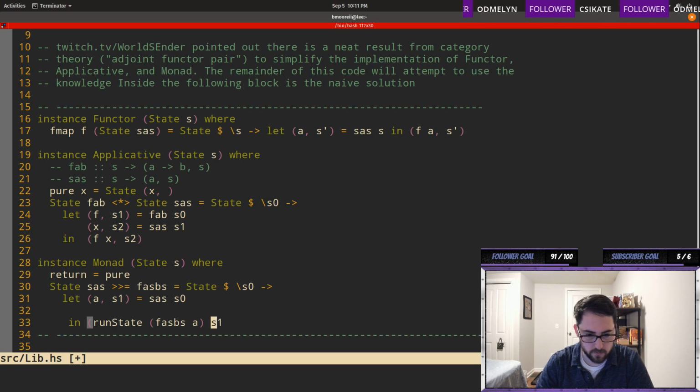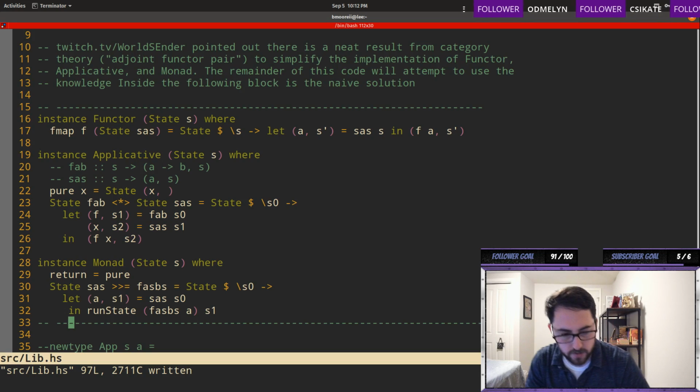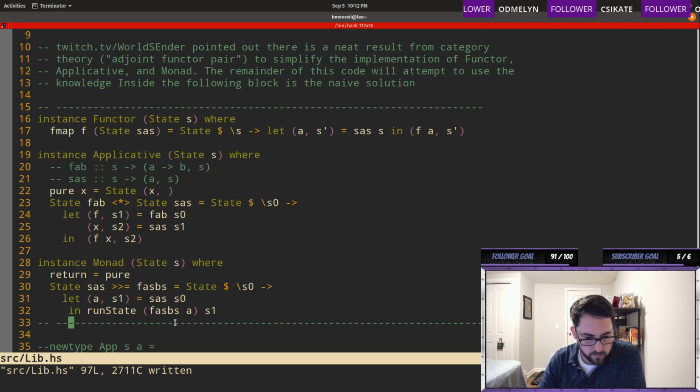I'm overkilling. Now I haven't actually checked the rules here, but I'm pretty sure this is right. So this gets us our state of B. We just run it so that we can apply it to our new state and then wrap it in state. So that's it.